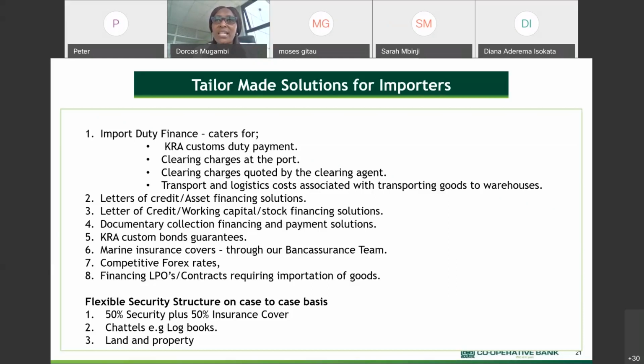Out of that, we can then look at other solutions that will support you so that you have sufficient collateral. So in such cases, you will only pay 50% of the collateral. You give us 50% of your collateral. It could be land, it could be cash, it could be chattels or whatever collateral is agreeable to the bank. And then the other 50%, we are able to cover using insurance cover.